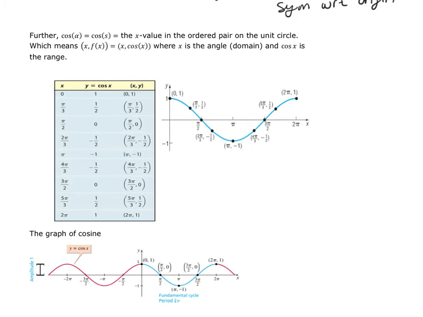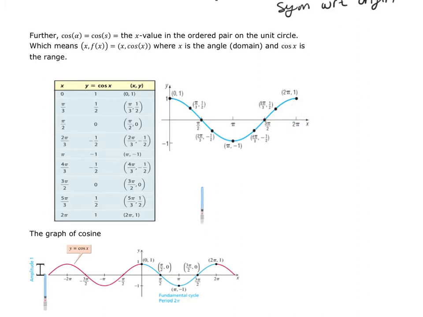Cosine, same kind of thing. I take the points and I put in 0, 1 comes out. I put in pi over 3, 1/2. We use the key points of 0, 1; pi over 2, 0; pi, negative 1; 3 pi over 2, 0; and 2 pi, 1. Same thing, quadrants 1, 2, 3, 4.